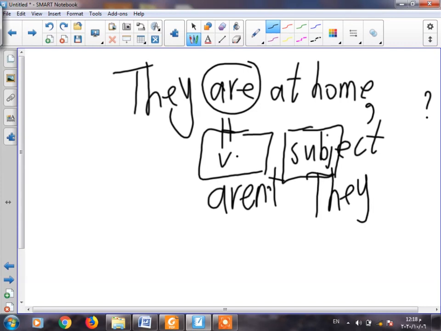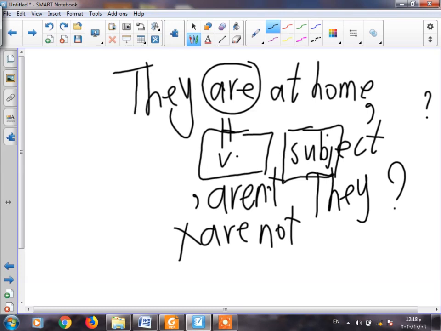But we have some important things. Number one, your helping verb, if it is in the negative form, it should be with the apostrophe because it has to be in a short form. That means I can't write it as "are not". This is wrong. It has to be with the apostrophe.